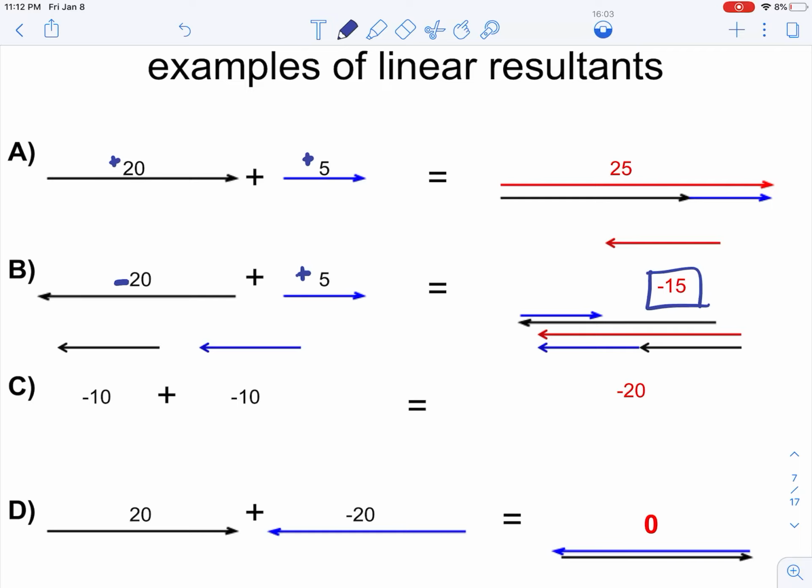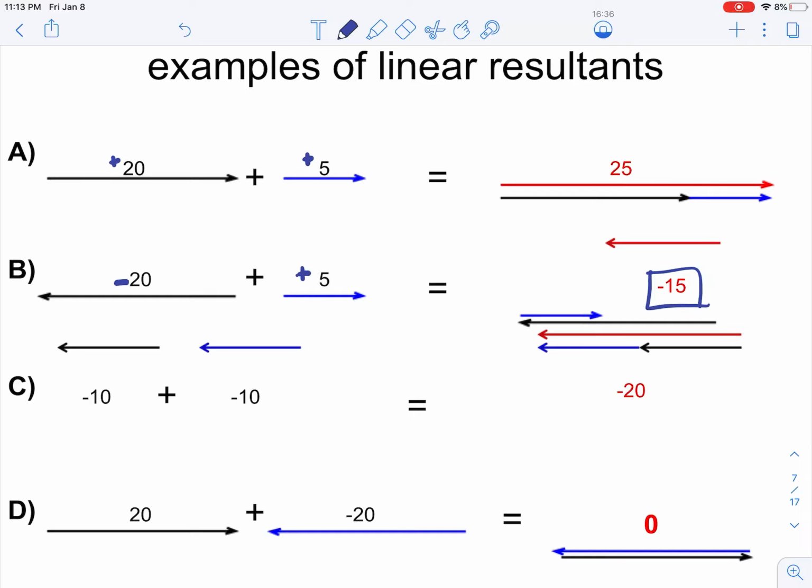Now, Ms. Espinosa, could I just say 20 minus 5? I mean, isn't that the same thing? Is it? I mean, if I say 20 minus 5, then is that going to give me a negative 15? Nope. It's going to give me 15, but it's going to give me a positive. And remember, we are dealing with quantities where the direction is part of its meaning. So a negative 15 means to the west. A positive 15 means to the right.